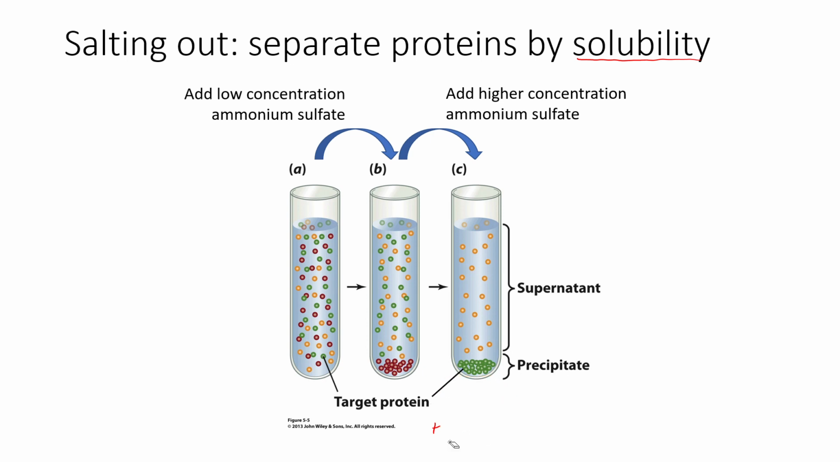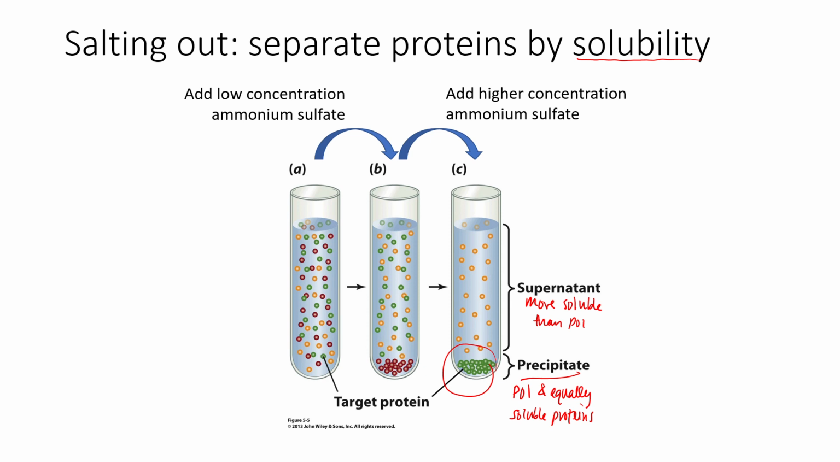Then you add even more ammonium sulfate. At this point, you have a really high concentration of ammonium sulfate. Now the precipitate that forms here is going to contain your protein of interest, as well as other similarly soluble proteins. What's going to remain in the supernatant are proteins that are even more soluble than your protein of interest. Again, you'll centrifuge it, you'll get a pellet and a supernatant, and this time your pellet is going to contain your protein of interest.